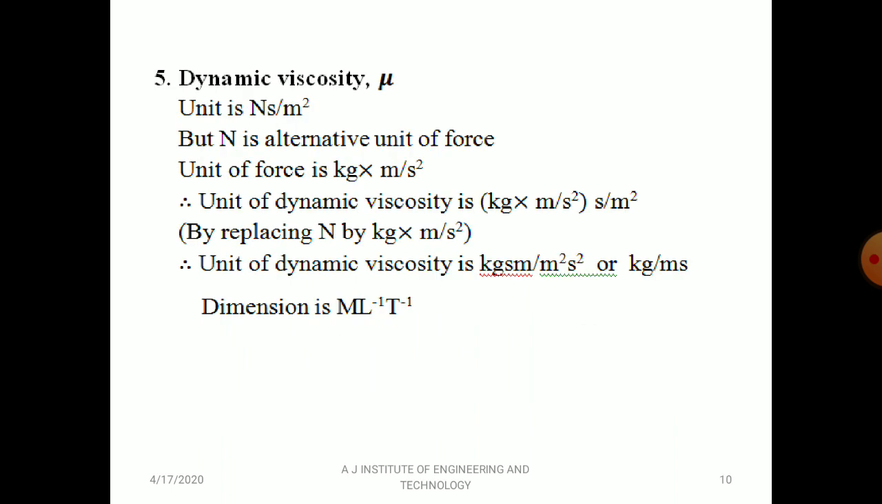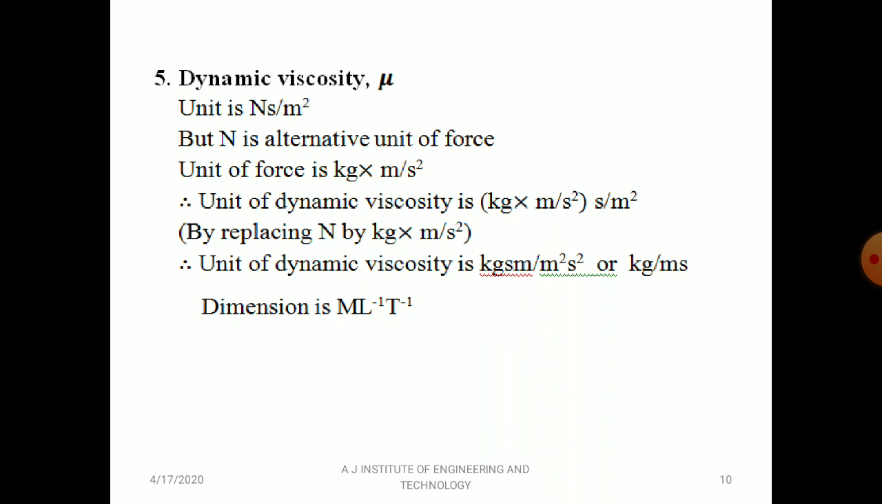Next, dynamic viscosity mu. Unit of dynamic viscosity, or coefficient of viscosity, is Newton second per meter square. You know how to replace Newton, from Newton's second law of motion, F equal to ma. So alternative unit for Newton is kg into meter into second to the power minus 2. So into second divided by meter square, that gives unit for dynamic viscosity. Now unit of force is kg into meter per second square, that's what I told. So now unit of dynamic viscosity is kg into meter into second to the power minus 2 into second divided by meter square. So upon simplification we get unit of dynamic viscosity as kg per meter second.